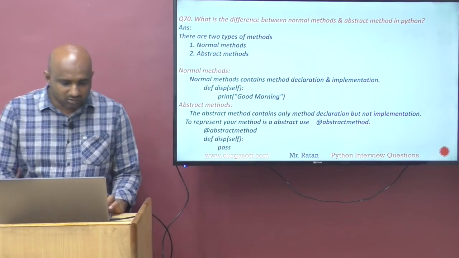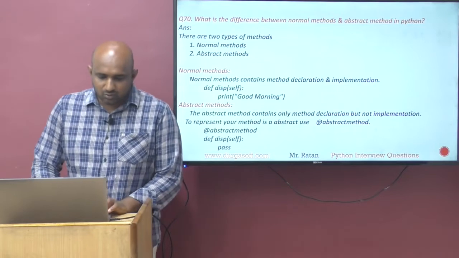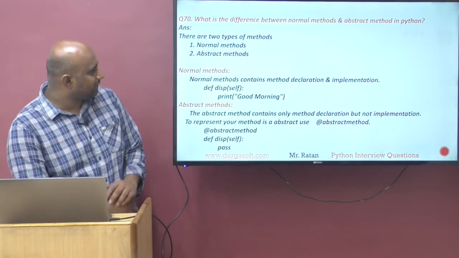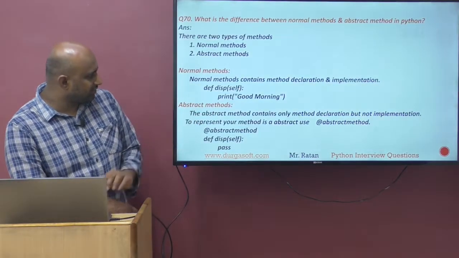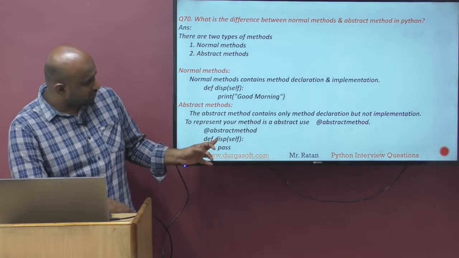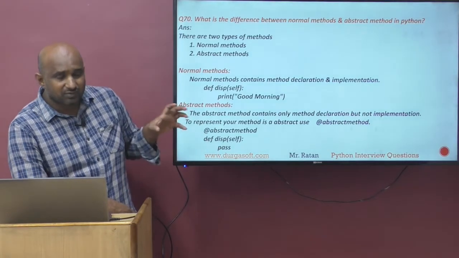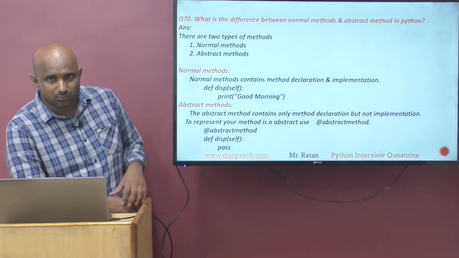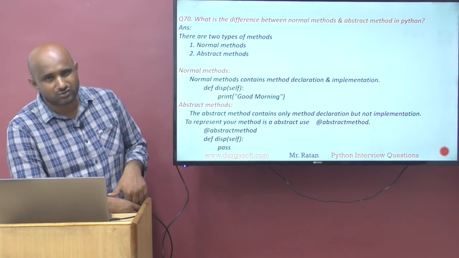I think you got the point, right? This is a normal method: declaration is there, implementations are there. Abstract method means only declaration, there is no implementation. We need to make it pass and represent the method as abstract using the abstract modifier. Like that you have to give the explanation in the interview, guys.